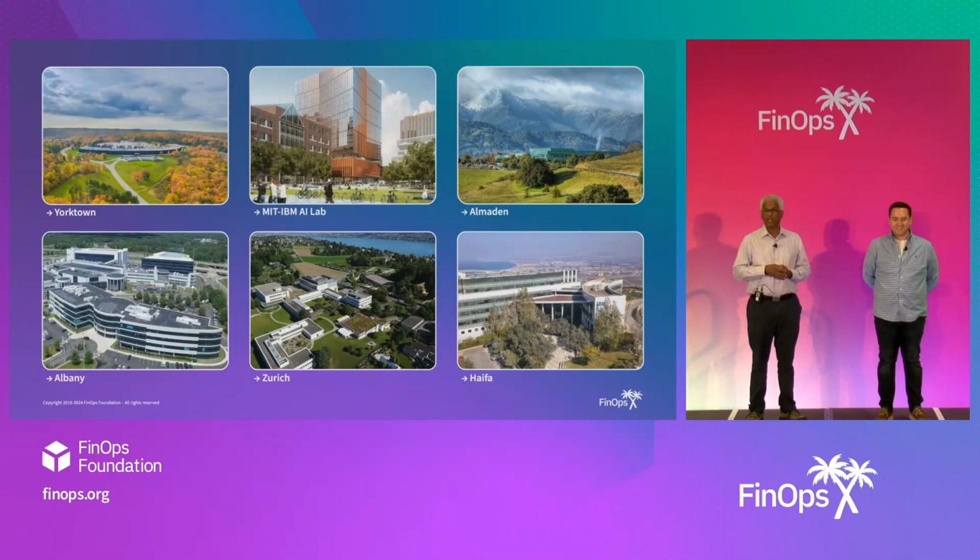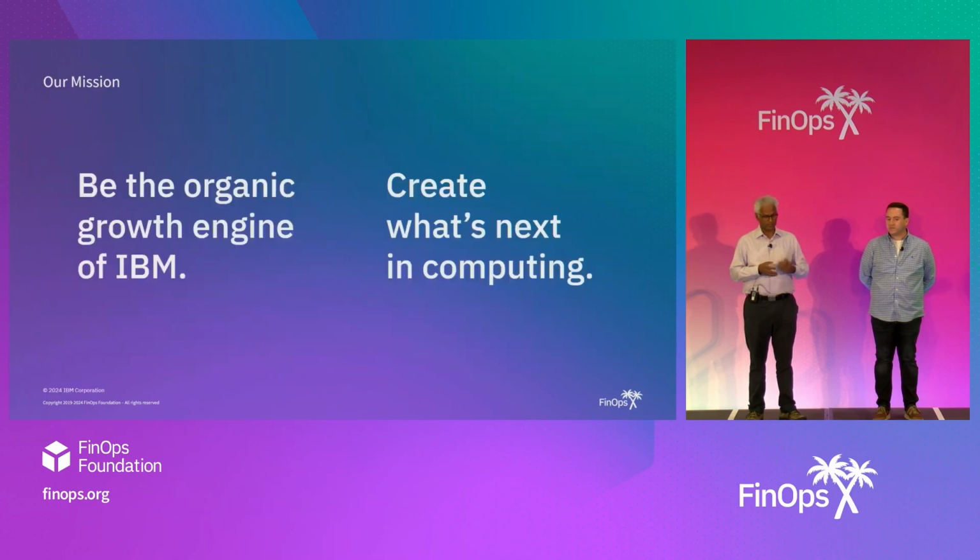So going forward, as I said, we're spread across many different locations. I work in the one in Yorktown Heights in the top left. And we have centers in Cambridge, Massachusetts, right next to MIT, Almaden, Haifa, and not pictured here are sites that we have in Africa, India, and Brazil, and so on. Our mission is essentially to be the organic growth engine for IBM, and to create what's next in computing. In essence, we want to make sure that the story of computing cannot be told without IBM Research in the picture.